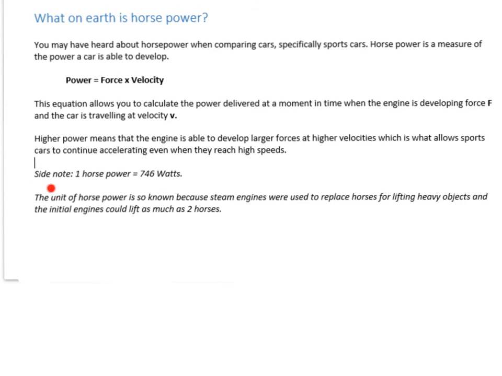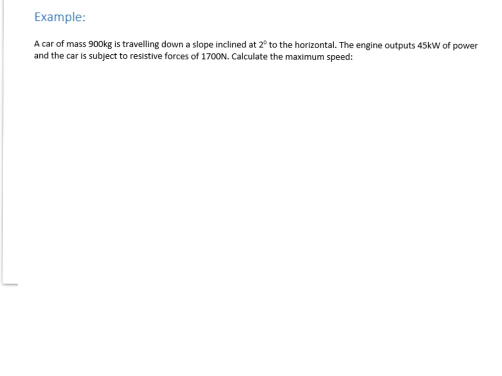And those of you who want to know, 1 horsepower is 746 watts or 746 joules per second. And just as a historical side note, if you want to know why it's called horsepower, essentially the first steam engines were used to replace horses in terms of lifting things. The initial engines could lift about as much as 2 horses, so they decided to rate their power in horses. So not at all relevant for the course, but a fun fact nonetheless.